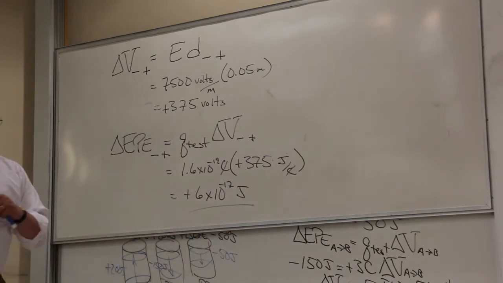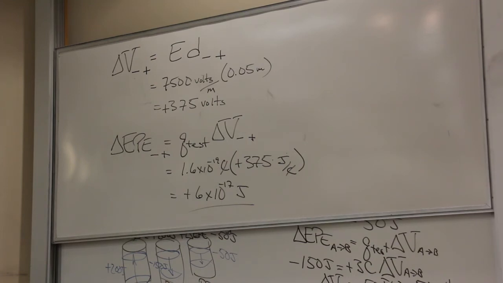What that means is that if I fired a proton with that much kinetic energy, 6 times 10 to the minus 17 joules, that proton would just barely make it. It would slow down. It would just barely get across, kiss the other plate, and turn around and go back. Just barely make it.